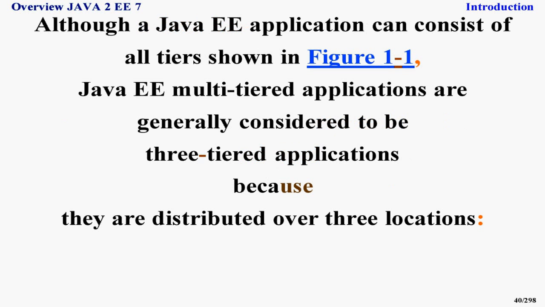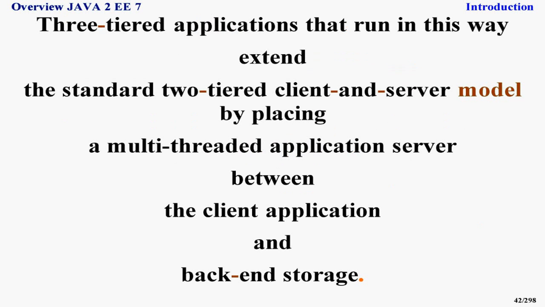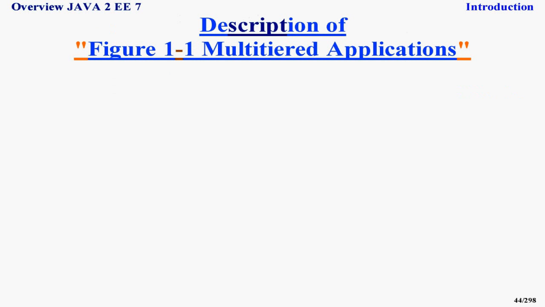Although a Java EE application can consist of all tiers shown in Figure 1-1, Java EE multi-tiered applications are generally considered to be three-tiered applications because they are distributed over three locations: client machines, the Java EE server machine, and the database or legacy machines at the back end. Three-tiered applications that run in this way extend the standard two-tiered client and server model by placing a multi-threaded application server between the client application and back-end storage. Figure 1-1, multi-tiered applications.